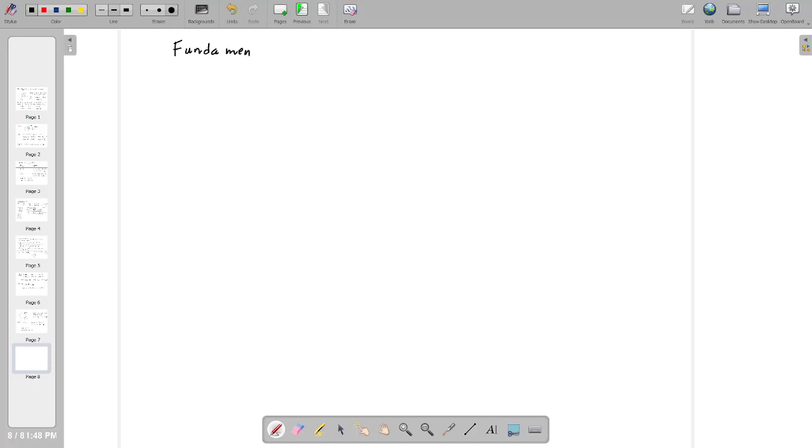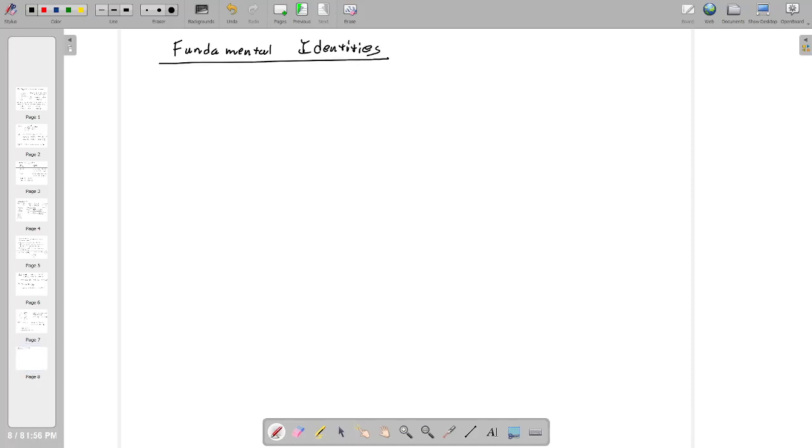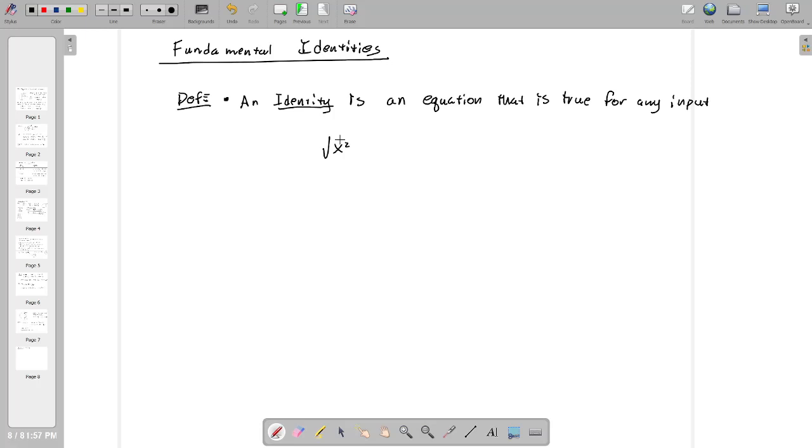All right, the next topic I want to talk about is fundamental identities. First, let's define what an identity is. Now, you all should know what an equation is already, so we're going to skip that definition. An identity is an equation that is true for any input. So, for instance, think about the identity square root of x squared is equal to the absolute value of x. No matter what x value I plug in, this equation will hold true, always. This is an identity.